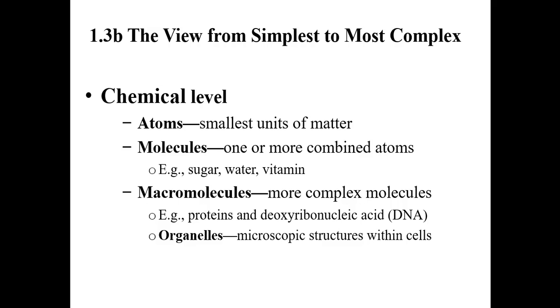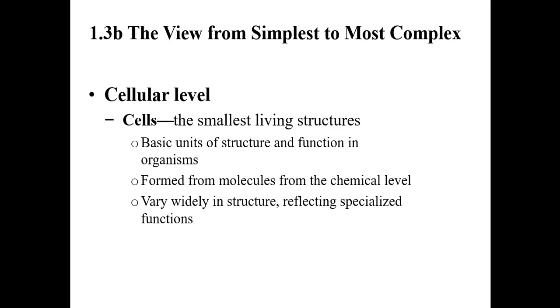So that was the chemical level. Then the cells, same way. In the cellular level, I'm adding things together. And notice the cell is considered the smallest living structure. So cells are the smallest living structure, because everything else below it would be just basically chemicals.